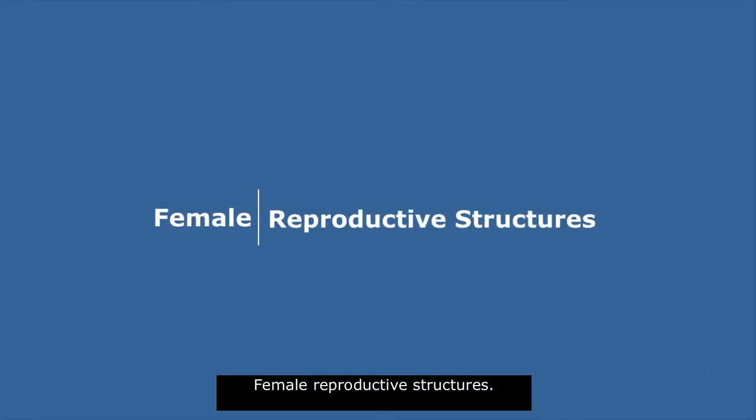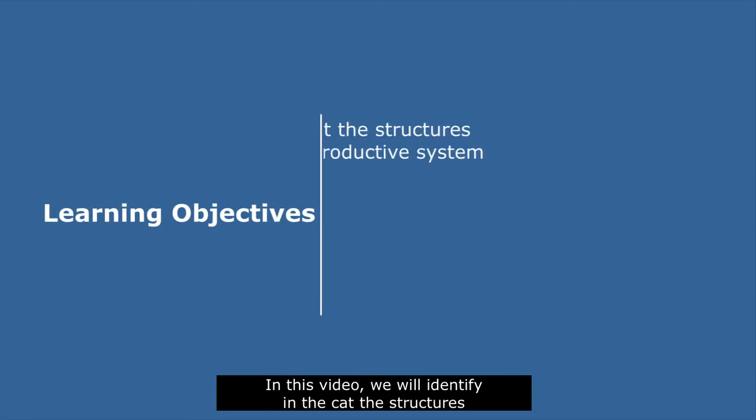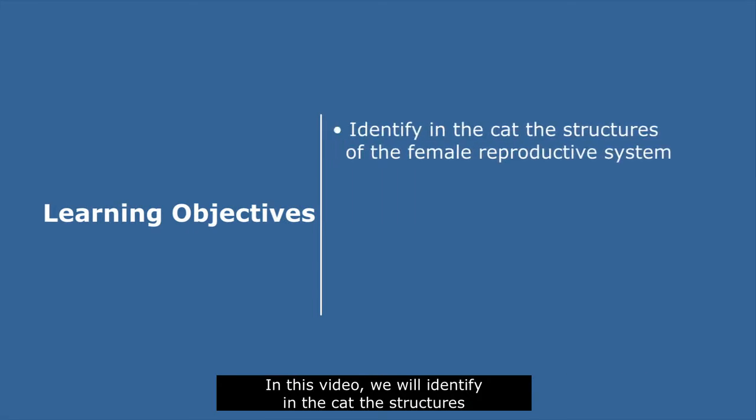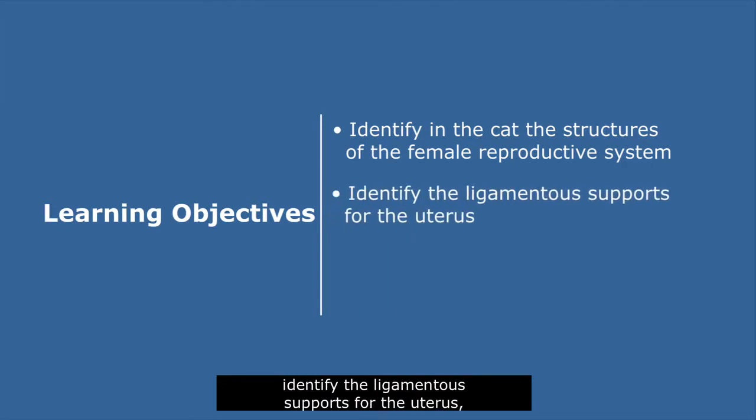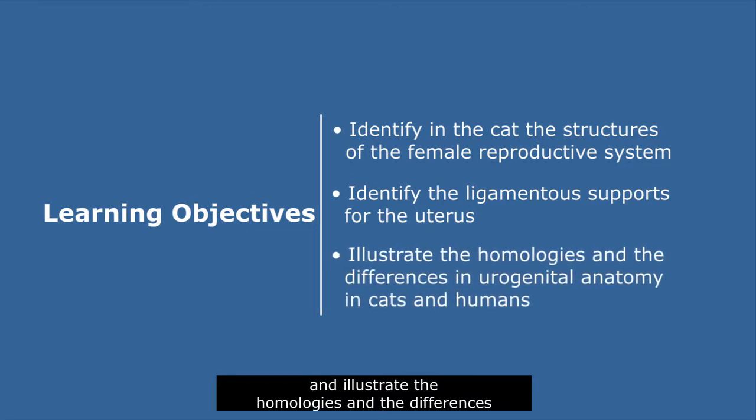Female reproductive structures. In this video, we will identify in the cat the structures of the female reproductive system, identify the ligamentous supports for the uterus, and illustrate the homologies and the differences in urogenital anatomy in cats and humans.